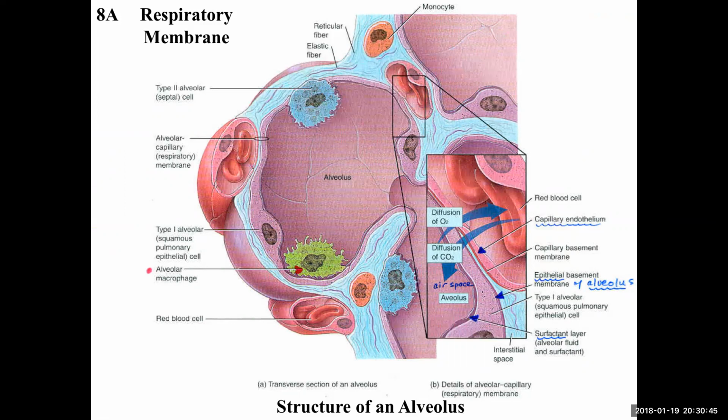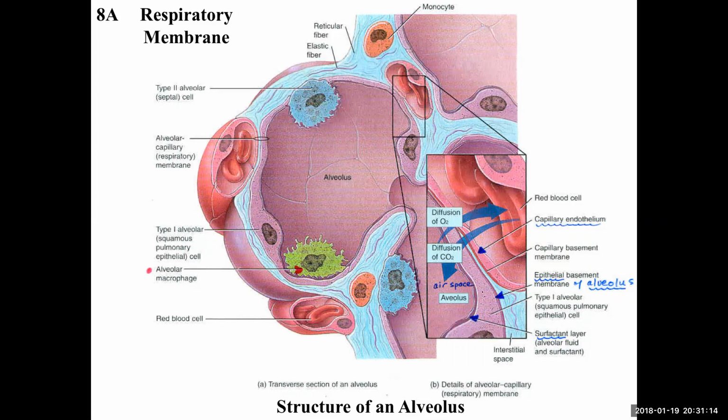Now, the respiratory membrane components, well, let's take a look here. We have the capillary lumen. We see here some red blood cells. Then we have the capillary endothelium. And the capillary endothelium lines the capillaries adjacent to the alveolus.